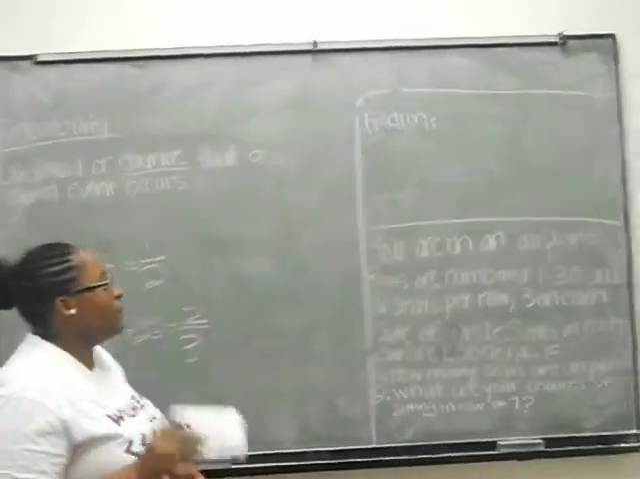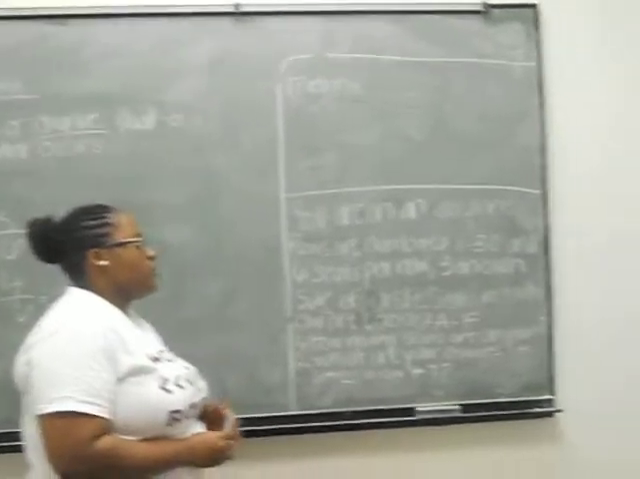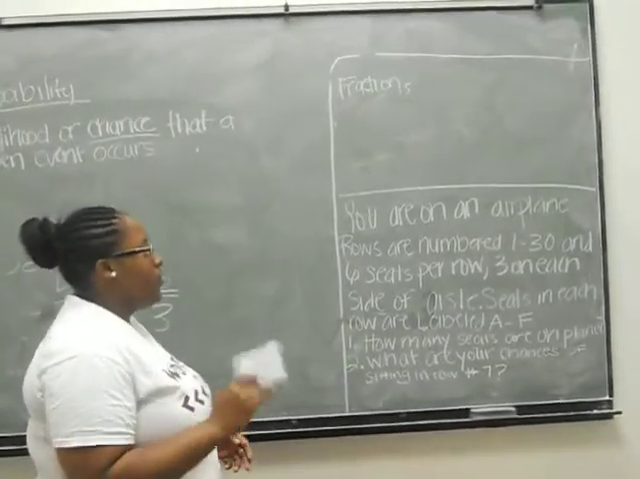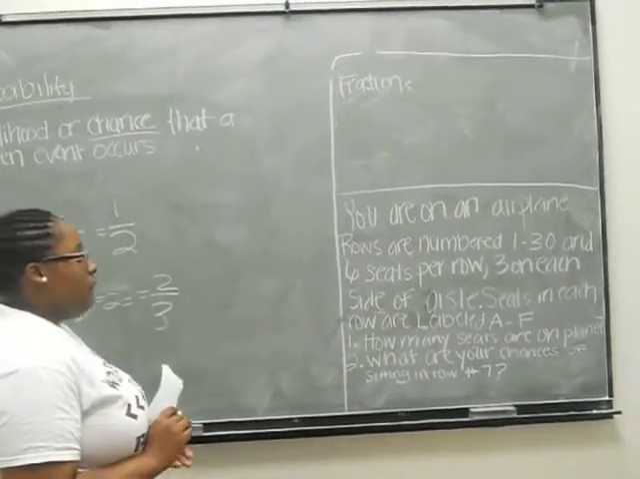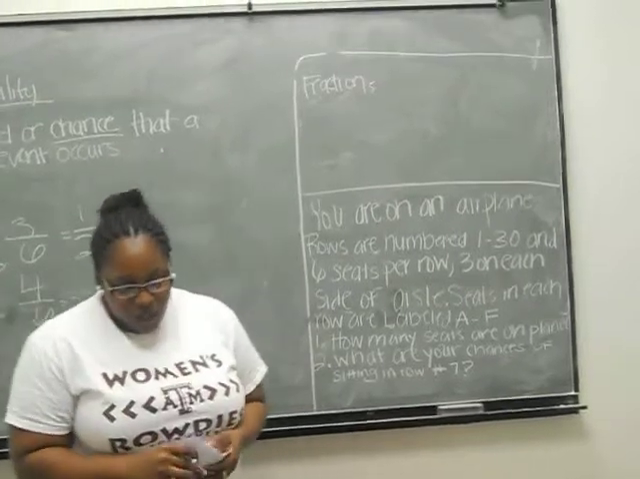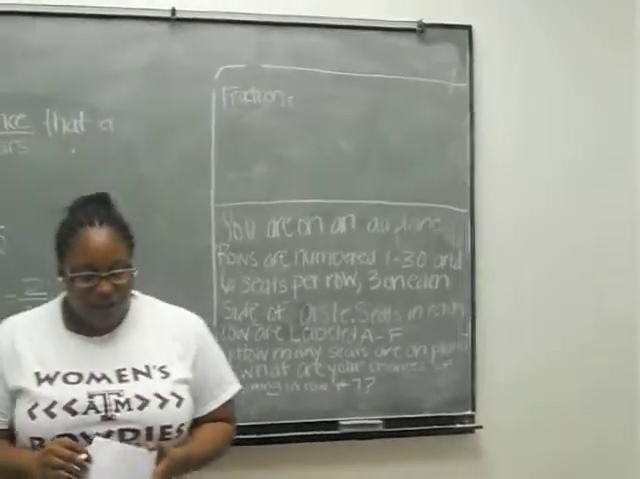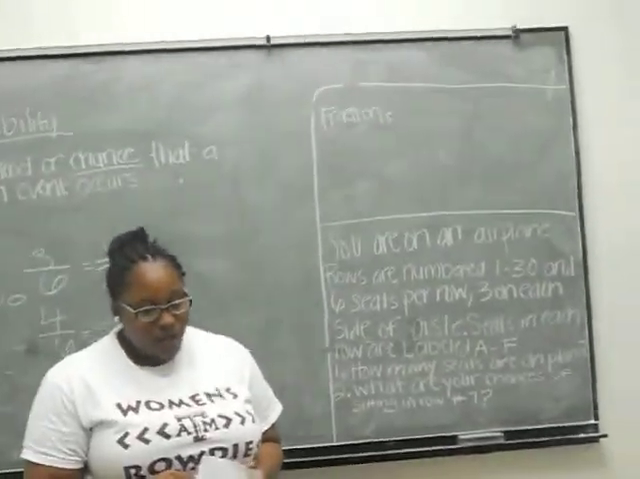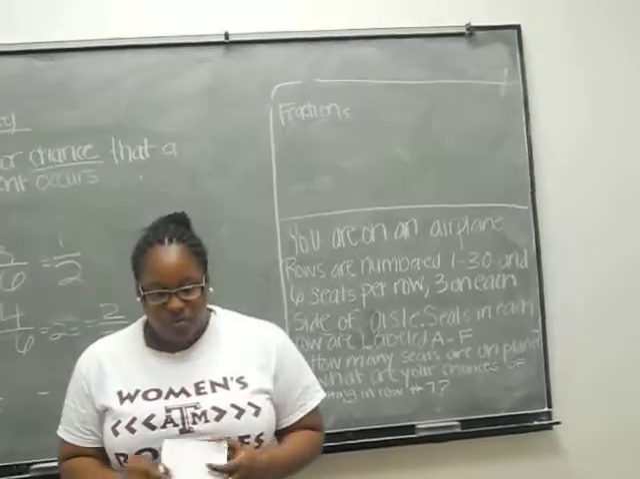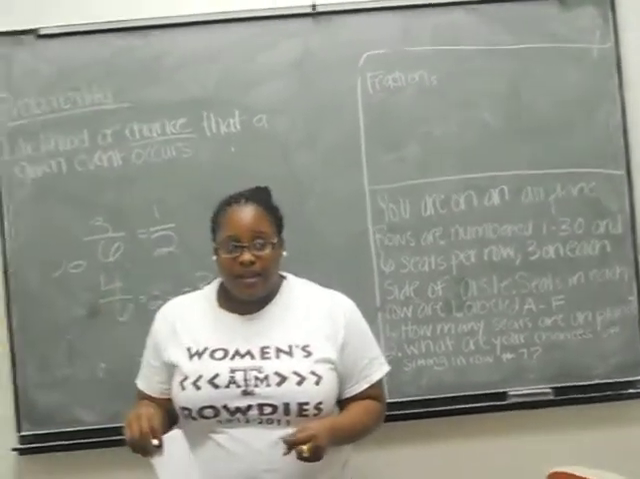Okay. The question says, you're on an airplane, rows are numbered 1 through 30, and 6 seats per row, 3 on each side of the aisles. Oh, sorry, totally read that wrong. The problem says, you are on an airplane, the rows are numbered from 1 to 30, and there are 6 seats per row, 3 on each side of the aisle, and seats in each row are labeled A through F. First, let's find out how many seats are on the plane.